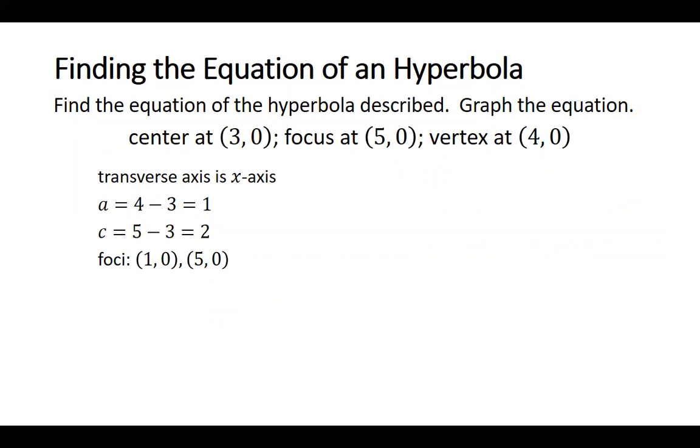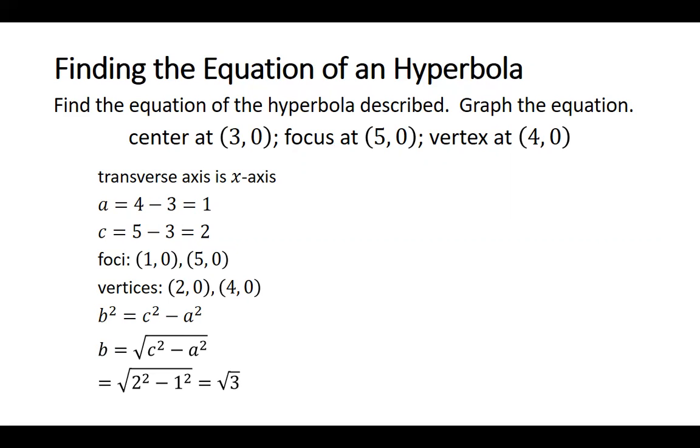Vertices, we've got a vertex at 4, 0. The center's at 3, 0, and A was equal to 1. So 3 plus 1 gave us 4. So 3 minus 1 gives us 2. So we have vertices at 2, 0 and 4, 0. We know that B squared is equal to C squared minus A squared. So B is equal to the square root of C squared minus A squared, which is the square root of 2 squared minus 1 squared. 2 squared is 4. 1 squared is 1. So 4 minus 1 is 3. So we have the square root of 3.